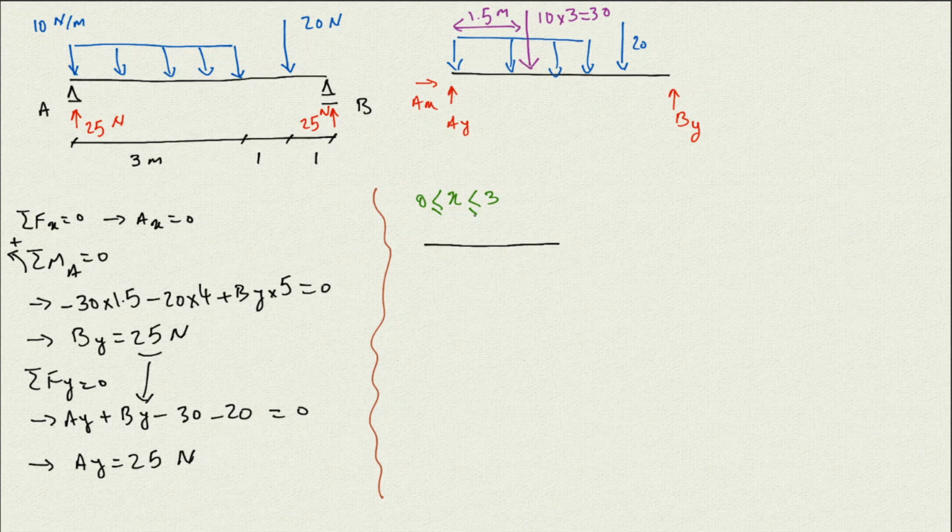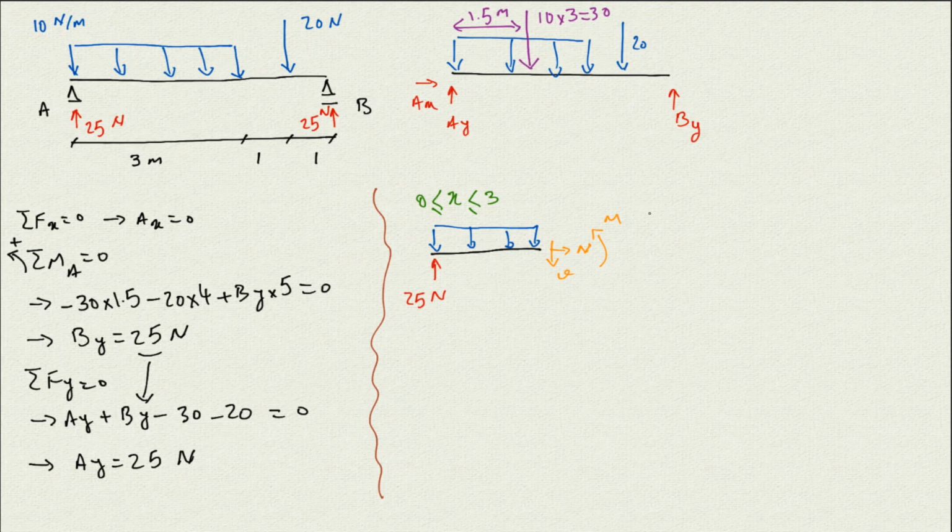So we have part of that distributed load, we don't have the whole distributed load. So it's going to be the distributed load, and then we have 25 Newton here, and then we have these internal forces. So we have the N, we have the V, and we have the M. That's all we have.